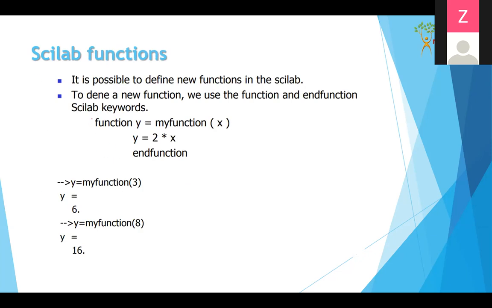I can also create my customized functions with the help of this function. This is the intermediate variable which is used to store the intermediate values. This is the name of the function and the parameter which is used to pass the value to the function. Now this function is defined as myfunction, and y is equal to 2 into x. x is the input parameter which will be returned to y. Now I can call this myfunction with a value of 3. So 3 gets multiplied with this 2 and assigned to y, which is a return value. So y is equal to 6 here.